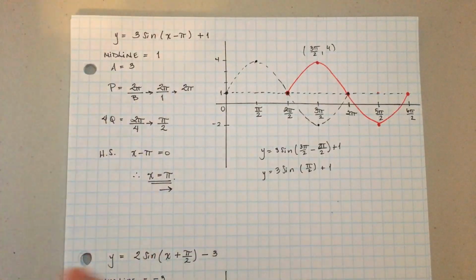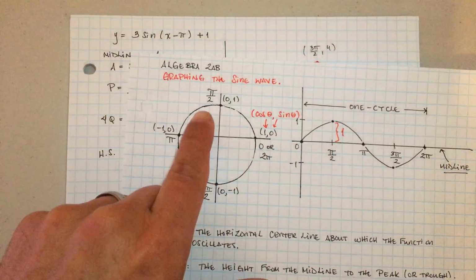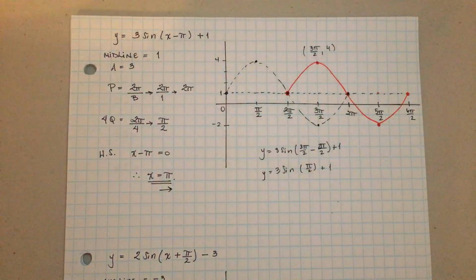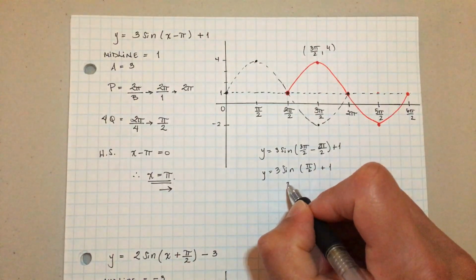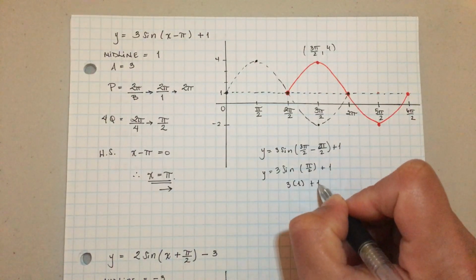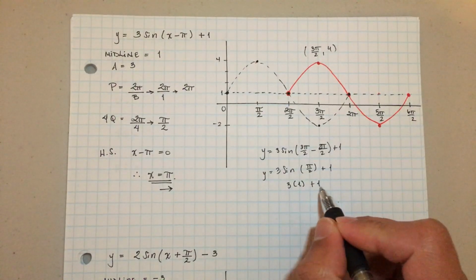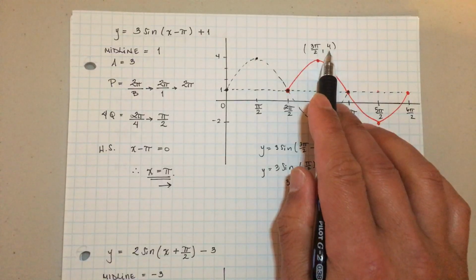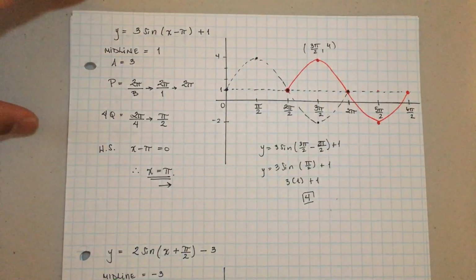Well, let's see. If you remember your unit circle, here's pi over 2, right? What's the sine? It's right there. That's 1. Okay. So sine of pi over 2 is 1. That means we get 3 times 1. So 3 times 1 is 3, plus 1 is 4. Cool. Hey, that's the correct point. So I graphed it correctly.